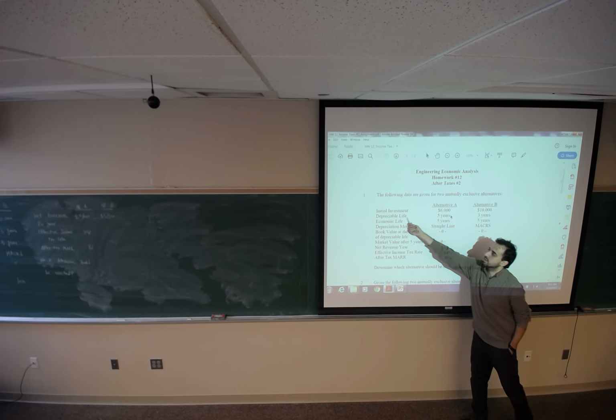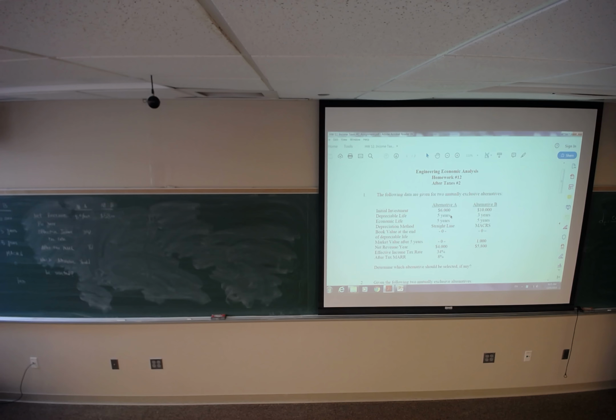Why do we need the market value? If it was different than zero, then since we are given the straight line, to find depreciation, we should say cost basis minus salvage value, or market value, whatever we can sell in the market, dividing by depreciable life, which is 5. So here the cost basis is 6,000, but salvage value here is 0. If it was something different, then you should consider that in your calculation.